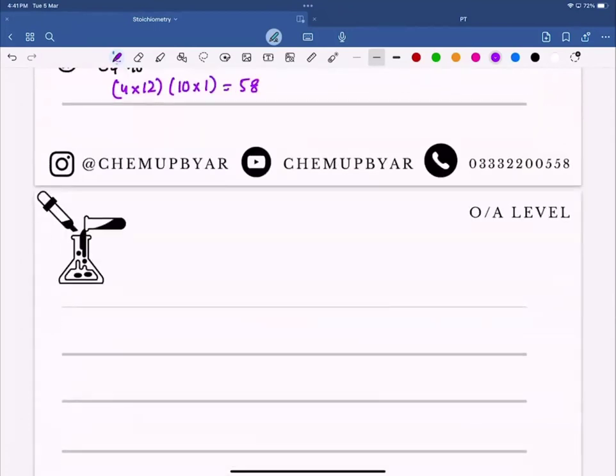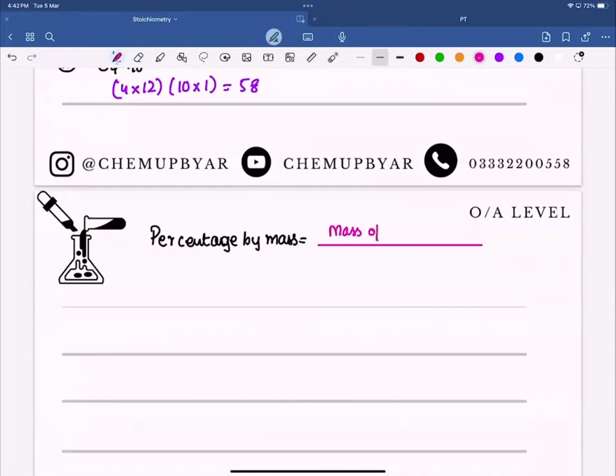Okay. So next thing is percentage by mass. And how we will calculate percentage by mass is taking the mass of an element in the numerator and the MR of the whole compound in the denominator and times it with 100. So we'll get the percentage.